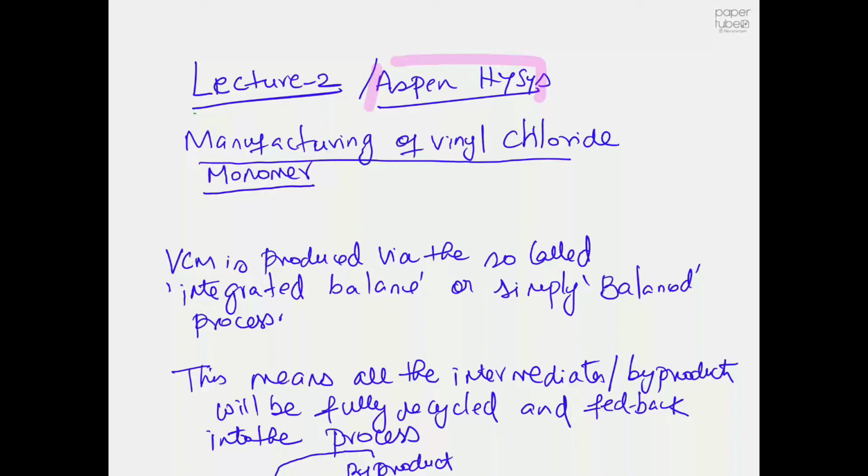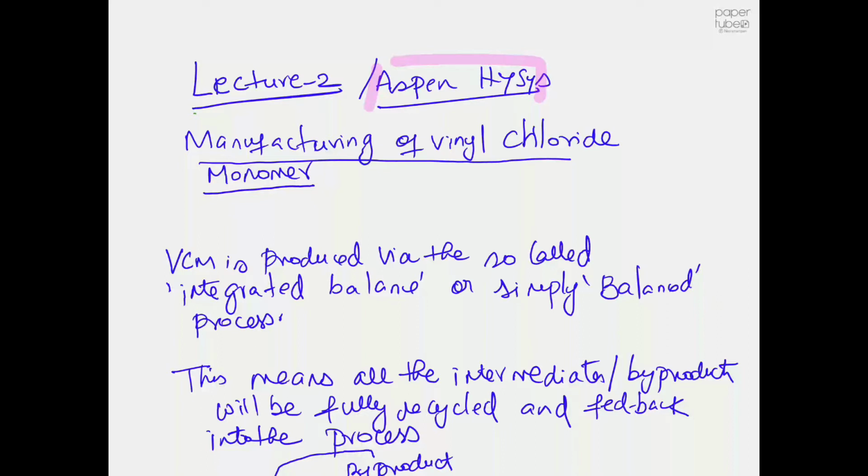So, as I said in lecture 1, we are going to learn the features of Aspen HYSYS by developing a full process flow sheet on the manufacturing of vinyl chloride monomer. I already wrote a bit about the whole process here, so I will explain it very slowly.